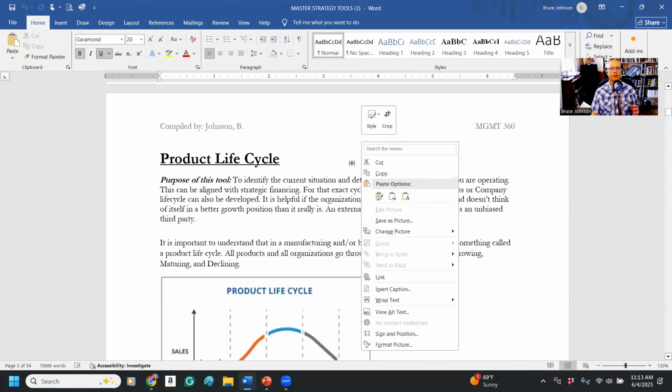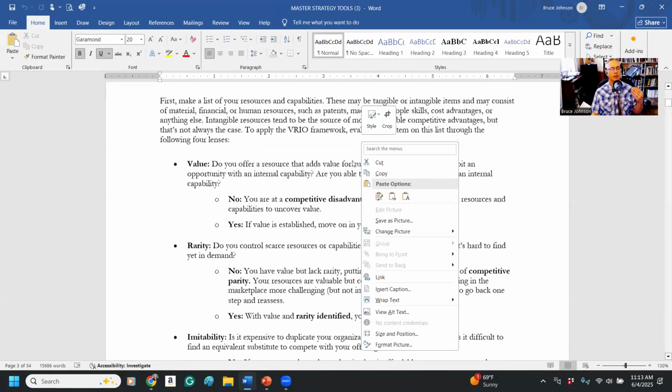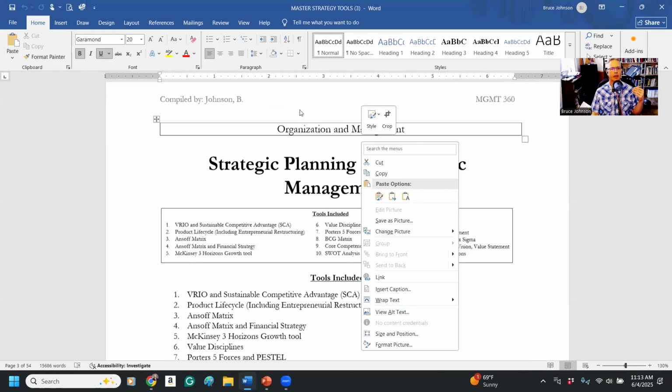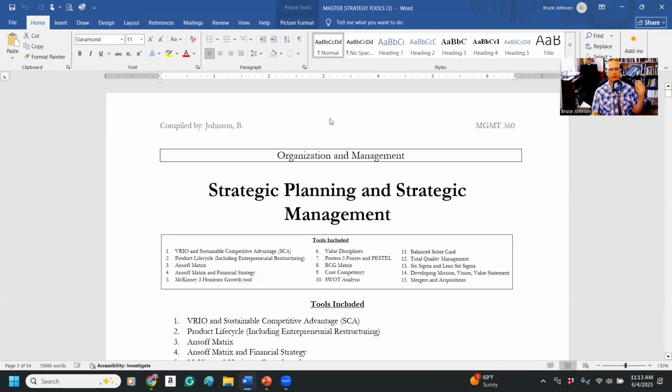Okay. So we left off at the Ansoff Matrix. This is the document. It's in contents on D2L and go down to Bruce's documents or whatever it says. There's only one in there as of right now, summer 2025. If there's others, that's fine. And this is titled Master Strategy Tools.